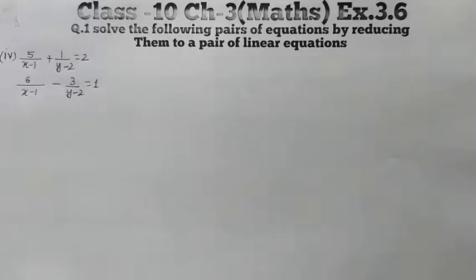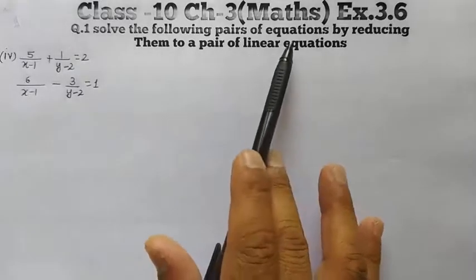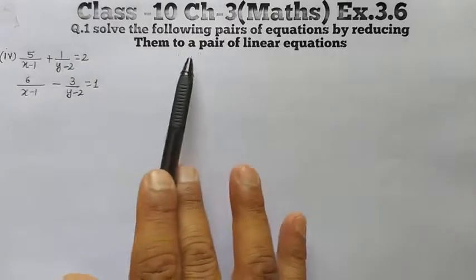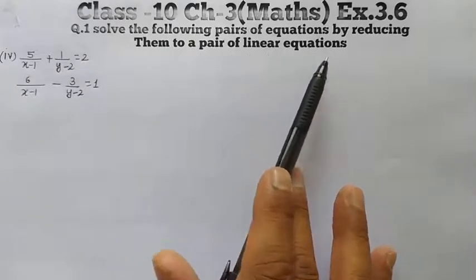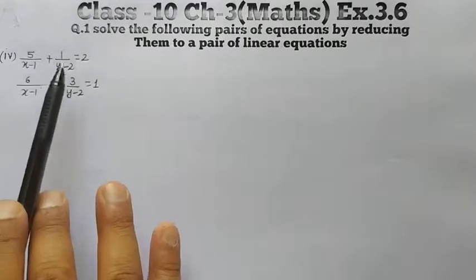Students, let's solve this question. The question is, solve the following pairs of equations by reducing them to a pair of linear equations. So this pair of equations is given.